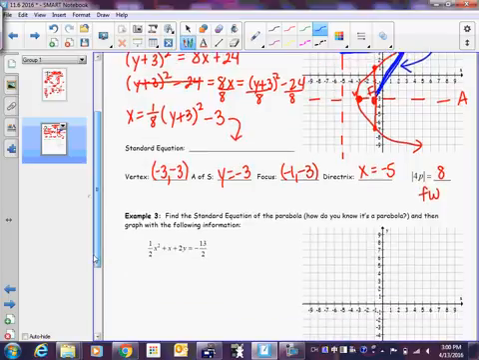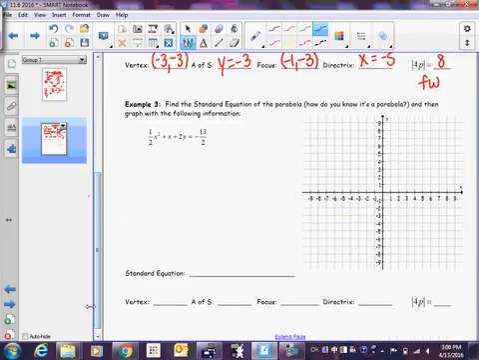All right, let's do one more example. Okay, example 3, non-standard form. There's an x squared but no y squared. So what type of parabola do you think this is?